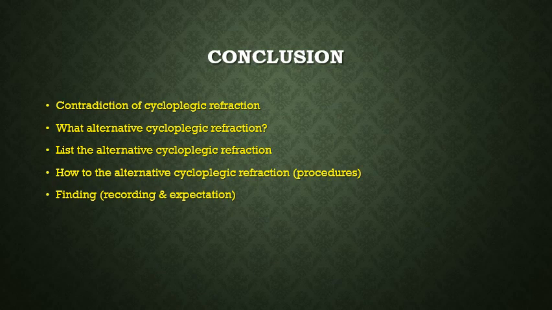In conclusion, you should think about patients who have indications of cycloplegic refraction but at the same time have contraindications of cycloplegic refraction. You should know what the alternative cycloplegic refraction is, and at the same time, you should be able to list down the techniques in alternative cycloplegic refraction. You should also be able to explain the procedure of each technique in the alternative cycloplegic refraction. And finally, about the finding, you should be able to do the recording and also know the expectation from the techniques.